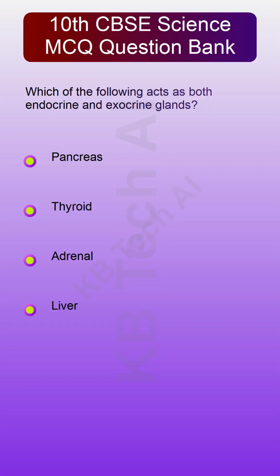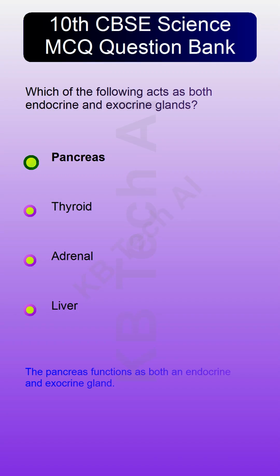Which of the following acts as both endocrine and exocrine glands? Option 1, pancreas. Option 2, thyroid. Option 3, adrenal. Option 4, liver. The answer is Option 1, pancreas.